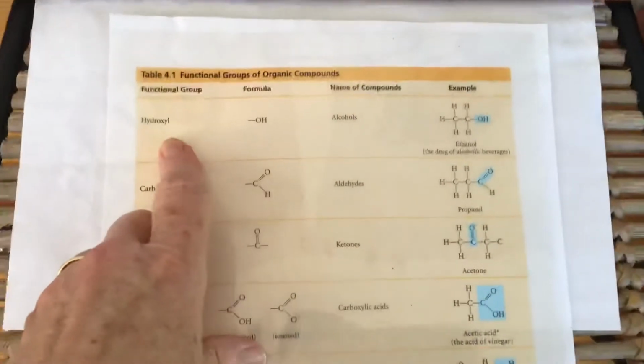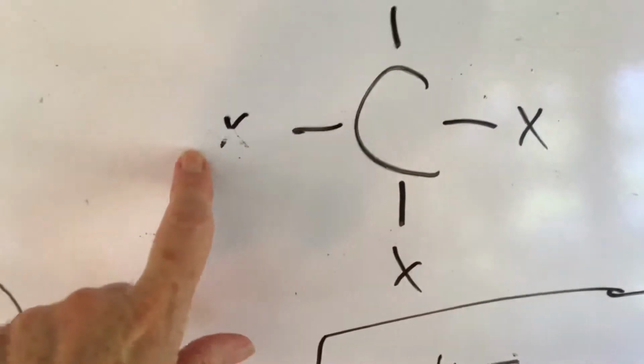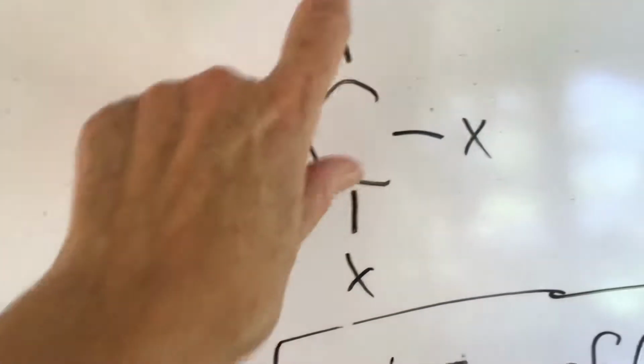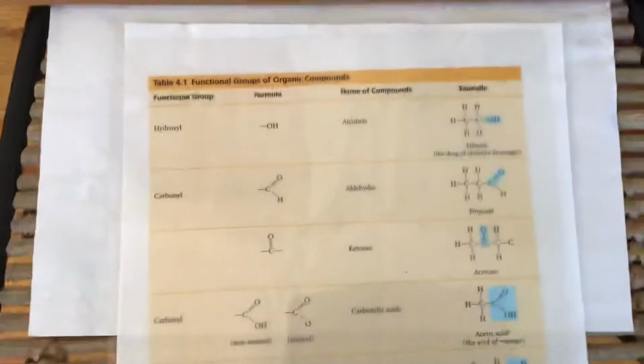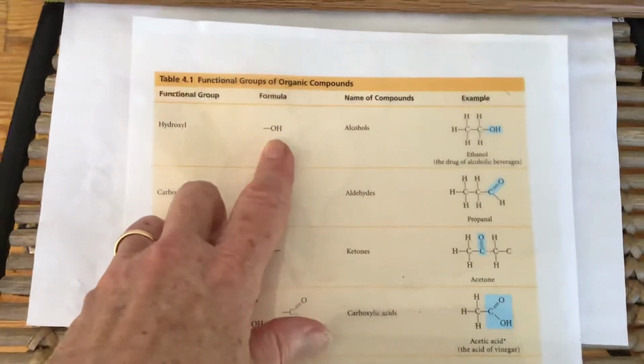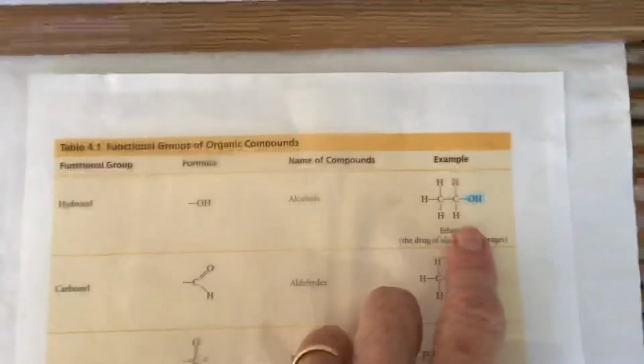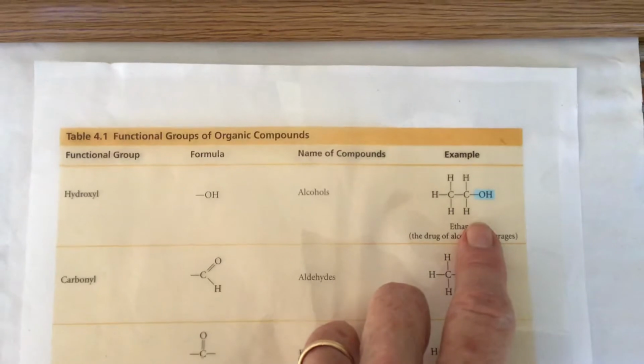So let's go over these different functional groups. This is a hydroxyl. These are things that are going to be attaching, in this case, where these X's are, okay? So these would be things other than hydrogen that could attach. You can have a hydroxyl, which is just an OH that's attaching, and it would look like that. The one in blue is the one that is doing the attachment.